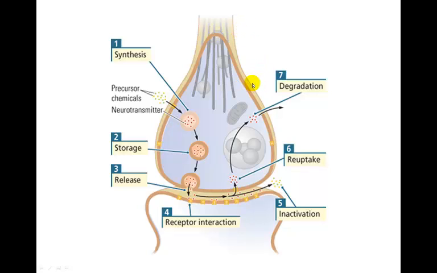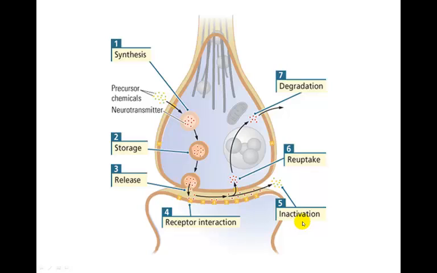That opens up calcium channels, calcium, which causes the vesicles to move and fuse with the membrane. And through a process called exocytosis, the neurotransmitter then is spilled into the synapse. So that's number 3, release. There will be a receptor interaction. Could be with ionotropic or metabotropic receptors.